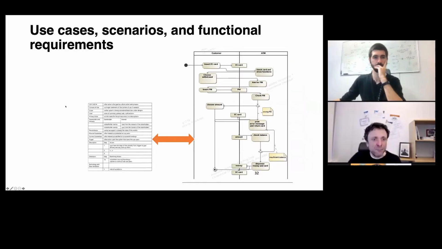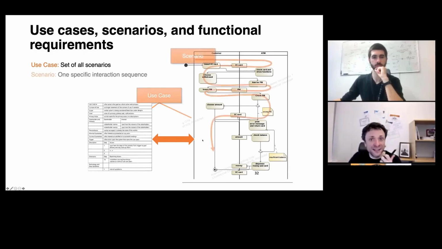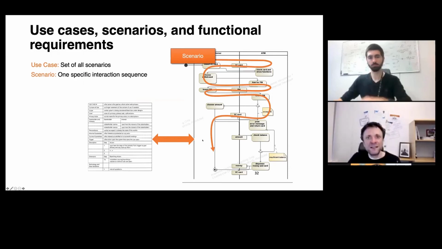So again, both are essentially the same. Both describe a use case and included interaction scenarios. Now, the use case is the set of all interaction scenarios that I might have. So a use case has a name, and it abstracts from all the different ways I want as an end user to interact with my software system. A scenario is a specific interaction sequence in that use case.